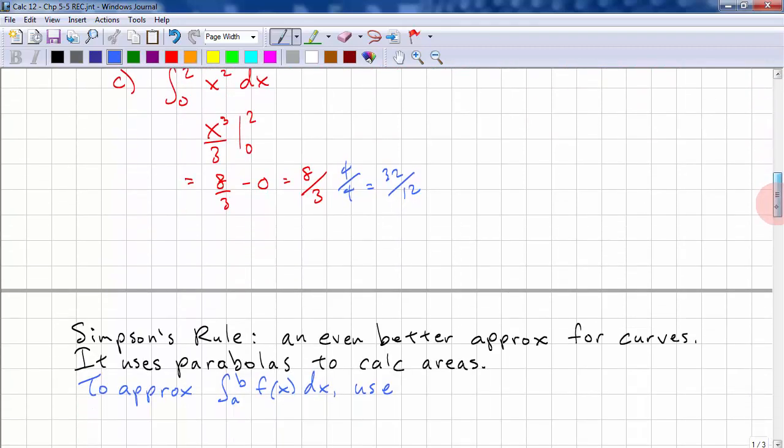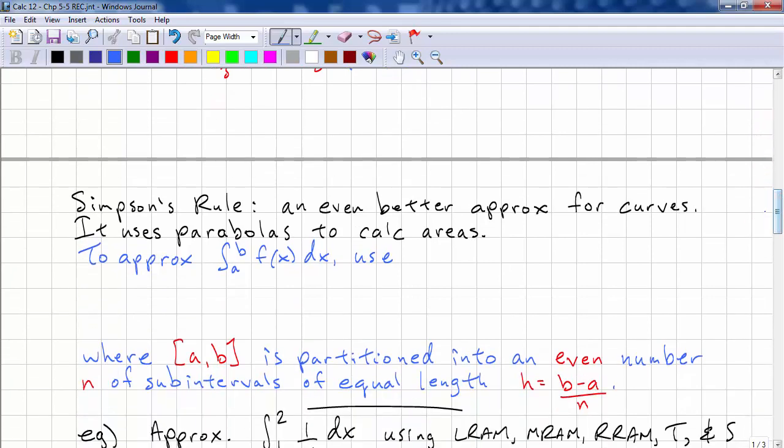Okay, we've been estimating areas under the curve, and what we deal with are mostly curves. And we're estimating with linear objects, so rectangles and trapezoids.